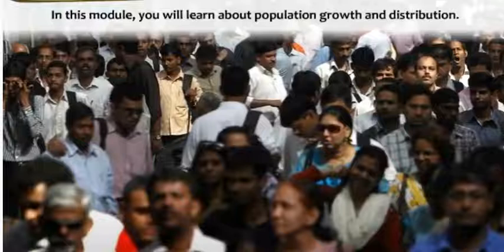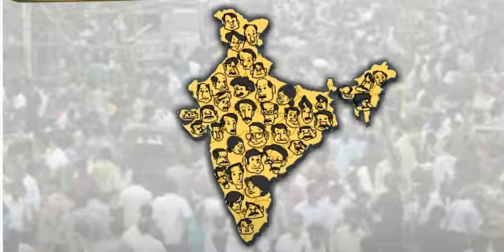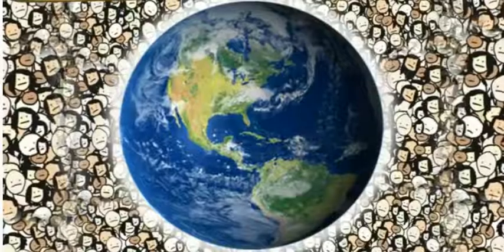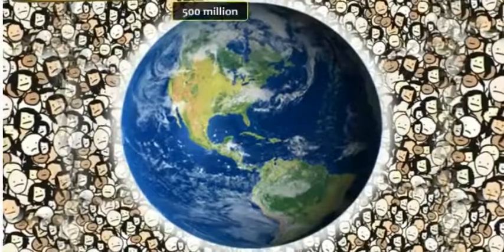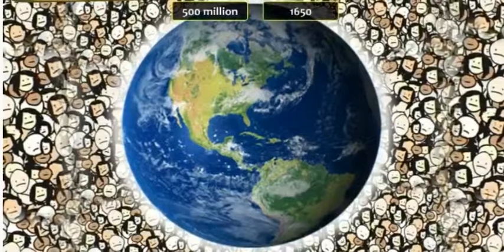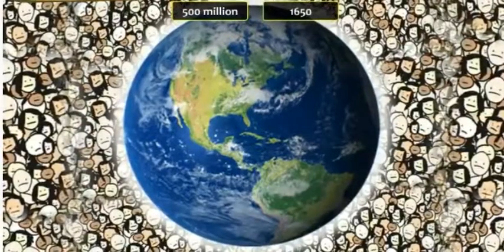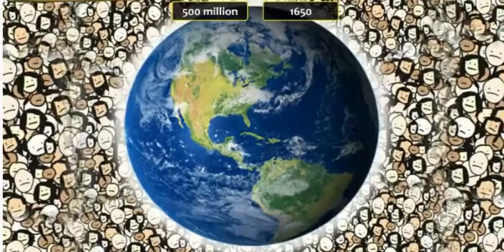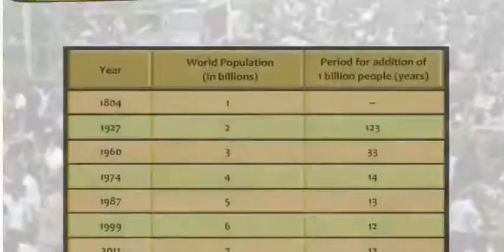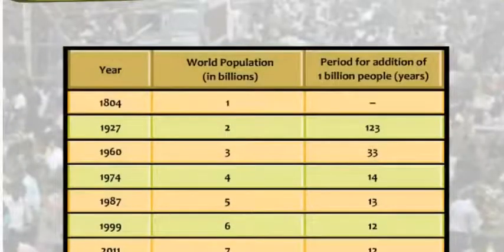So in this video we are going to learn about population growth and distribution. So basically, population growth refers to an increase in the number of people that reside within a state or a country. The world population almost reached 500 million by 1650 and has since grown at an increasing rate. So you can see in the table how it is increasing.